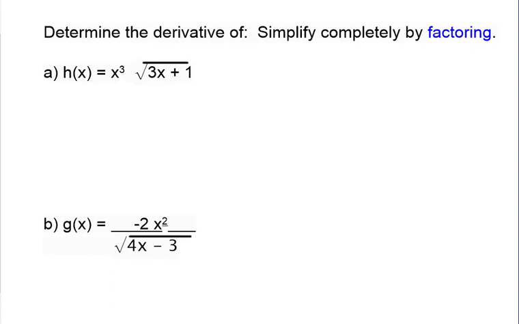So, things we know. What do we know? The power rule and the constant rule. The power rule is where you have something like x squared minus 4x plus 3, and the derivative is 2x minus 4. Our constant rule is the idea that the derivative of 3 is 0.